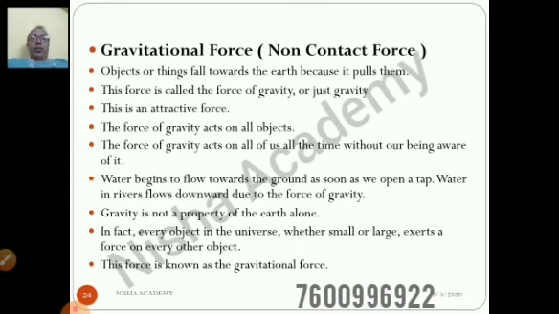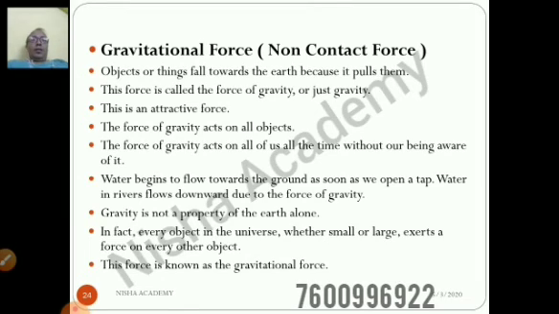And last but not least, the gravitational force. Everyone knows that when you throw an object in the upward direction, it falls to the earth. When you throw a ball, it finally falls on the ground. When you jump from a height, you fall to the earth. You are not moving in the air or moving to the sky, but always falling to the earth.